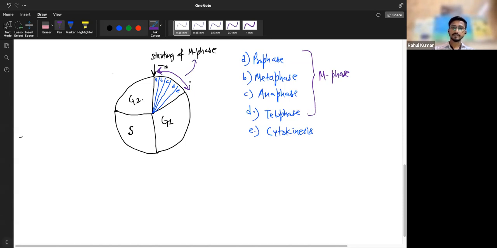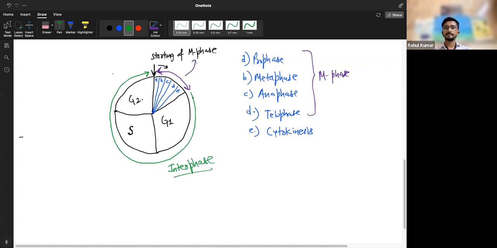Rest everything, if I use green, from here till here, it is called interphase. Draw this diagram.